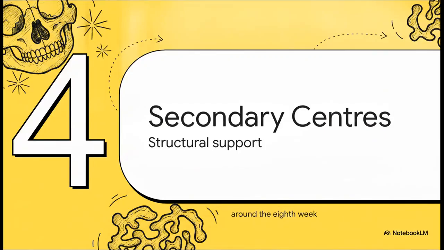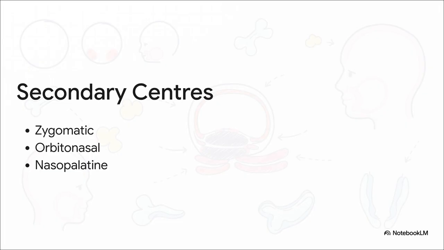All right, Section 4, the secondary centers of ossification. Time for some structural backup. Jumping back to our rule of 3s, exactly 3 secondary centers appear around the 8th week of intrauterine life to give the maxilla some extra support. We've got the zygomatic center, the orbitonasal center, and the nasopalatine center.